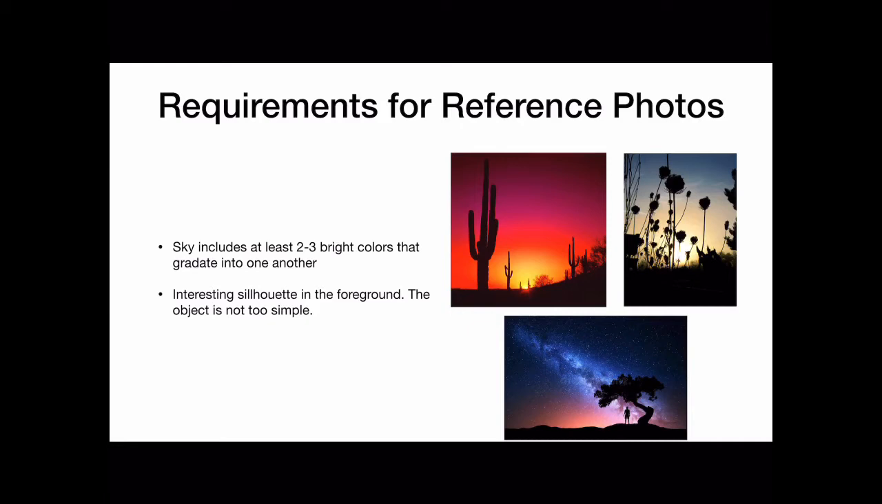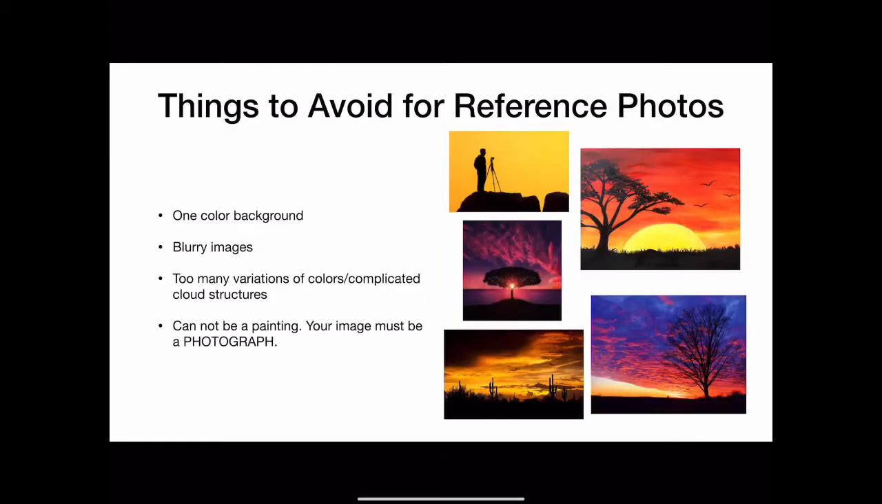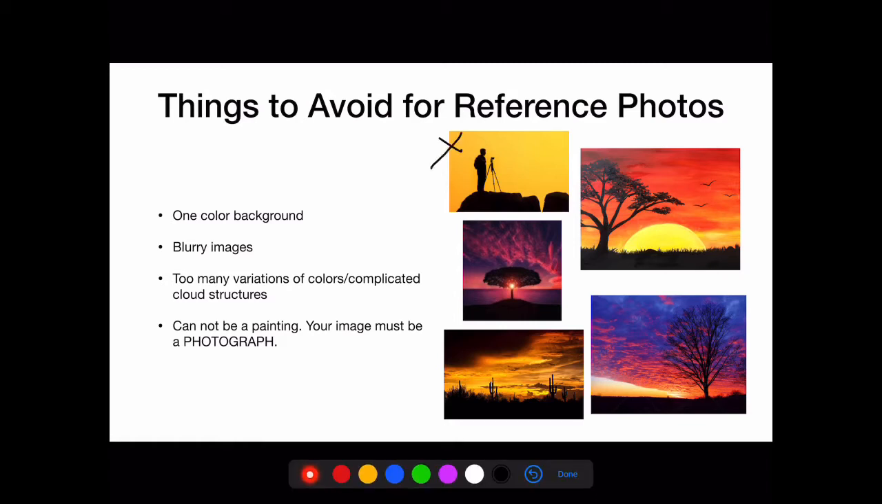So the images on the right are the ones that you potentially should be working from. You're not allowed, though, to use this cactus photo or the constellation photo that we did today and yesterday. You have to choose a different photo. Things to avoid. You do not want to choose a one color background. That's too simple. You're not really applying your techniques. So that is something that you're going to want to avoid.